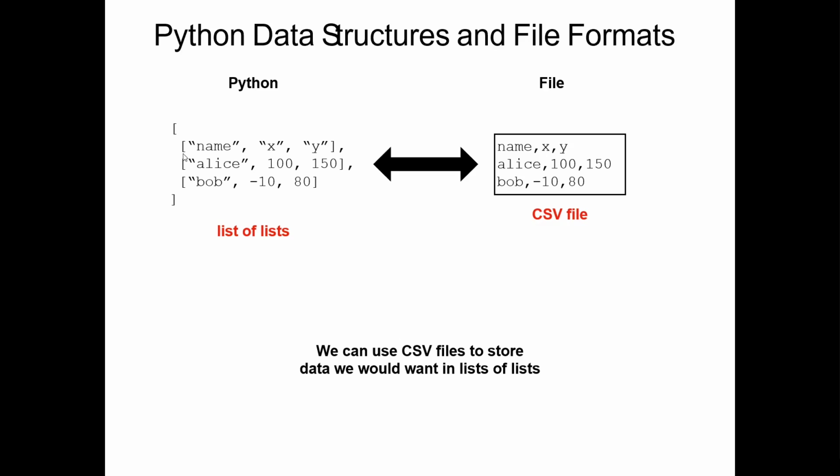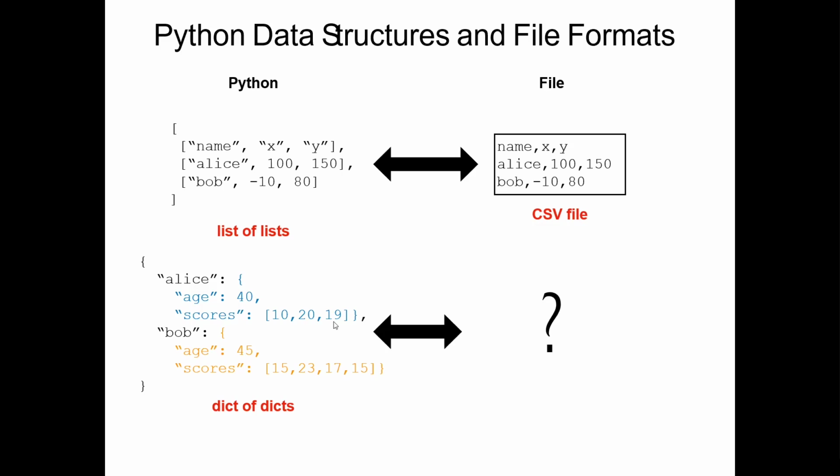All right, this works great for tabular data. In fact, it's the kind of data we would want to use in lists of lists, tables, things like spreadsheets. But not all of the data we're going to be using in Python is in nice, neat tables. Now let's take a look at this, for example.